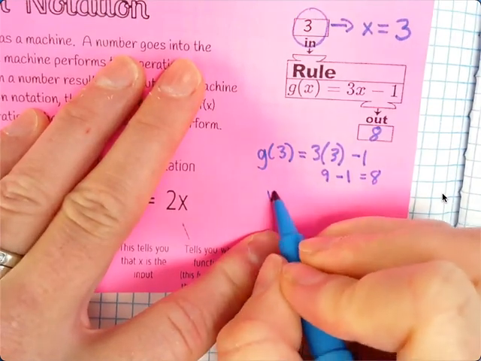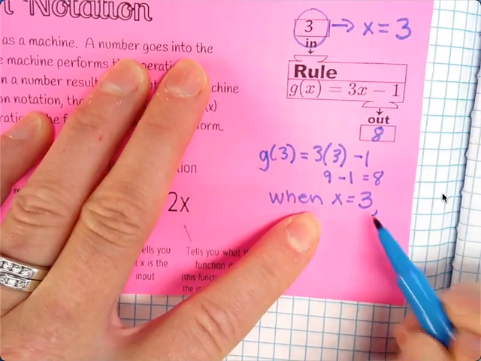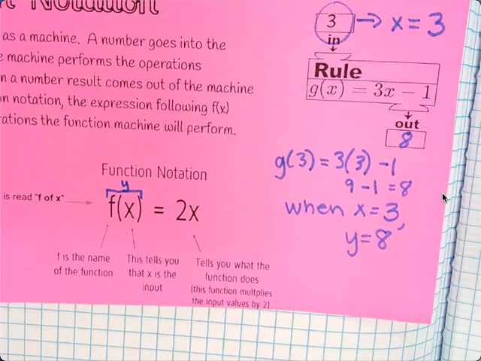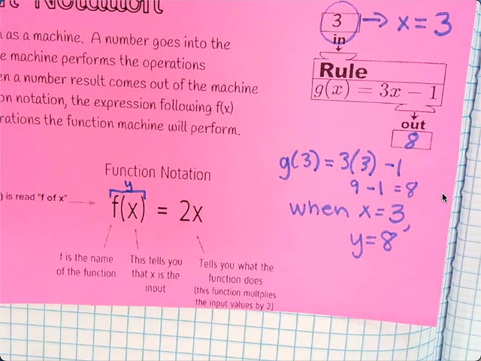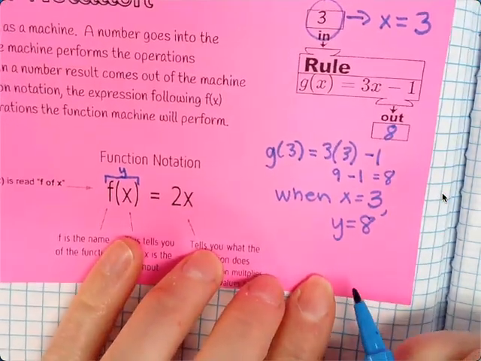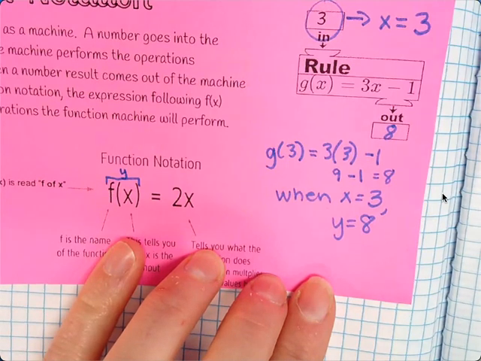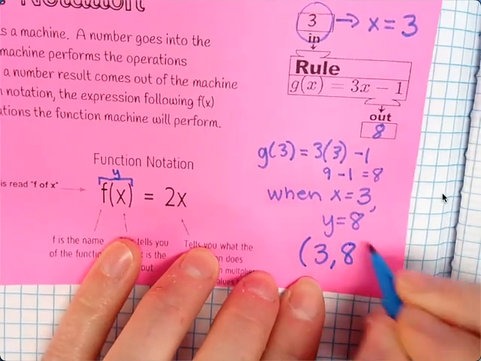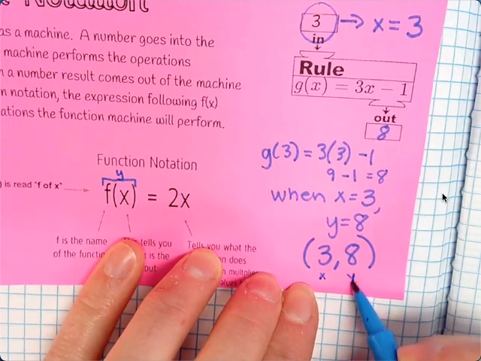So what this means is when x equals 3, y equals 8. We plugged in the 3 for x, and we came out, after performing the operations, with 8. This can also be written as a coordinate pair. Remember, our coordinate pair is an x value and a y value together. X goes first, so it's (3, 8). Where x is the 3, y is the 8.